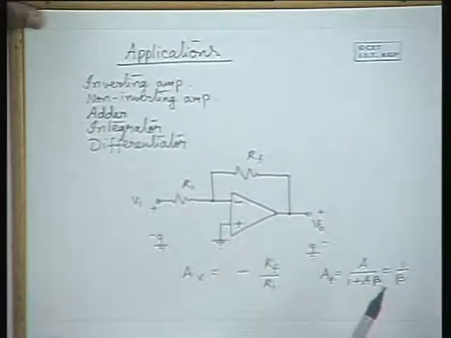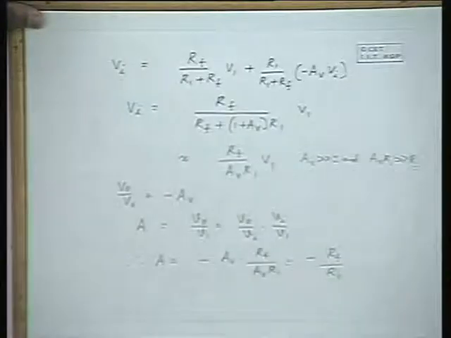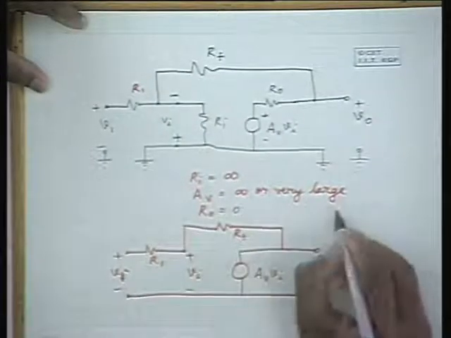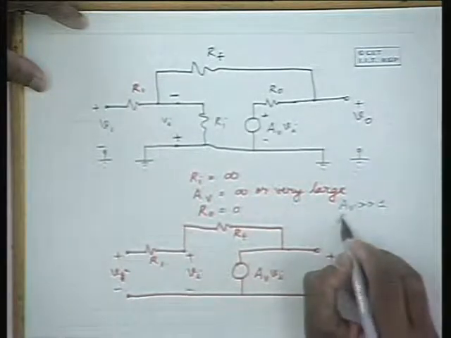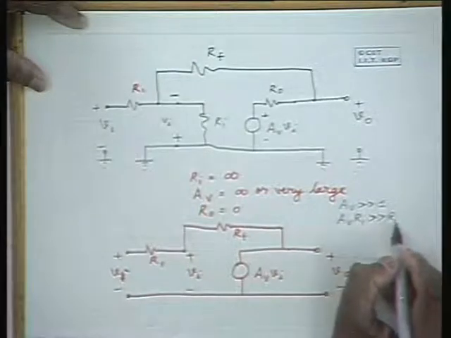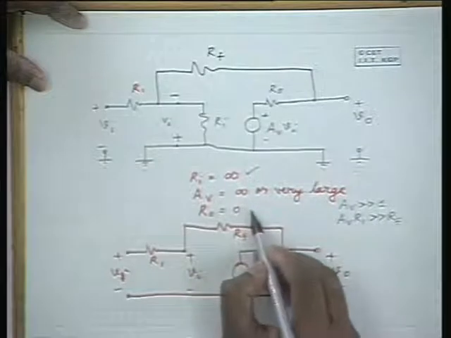Hence, the gain of the feedback amplifier is equivalent to minus RF by R1. It is very simple. Please note that this is an approximate expression, and what are the approximations involved here? The approximations are that AV is much greater than 1, AV R1 is much greater than RF, and Ri is equal to infinity and R0 equal to 0.